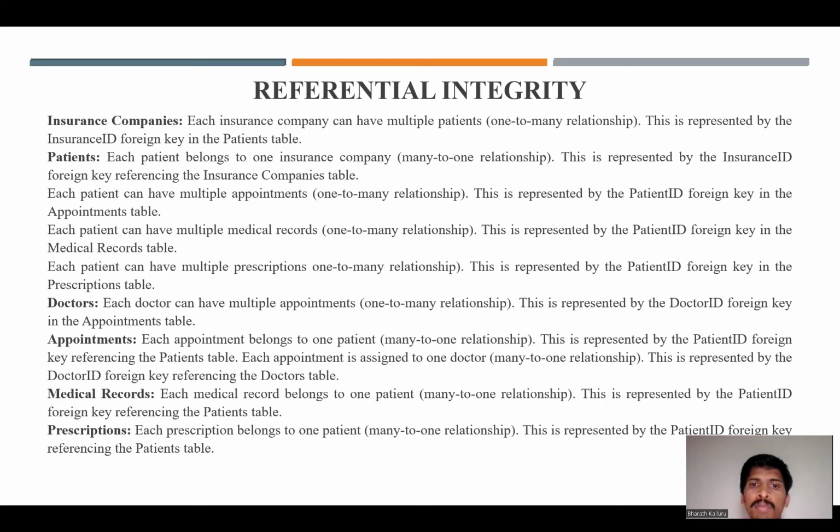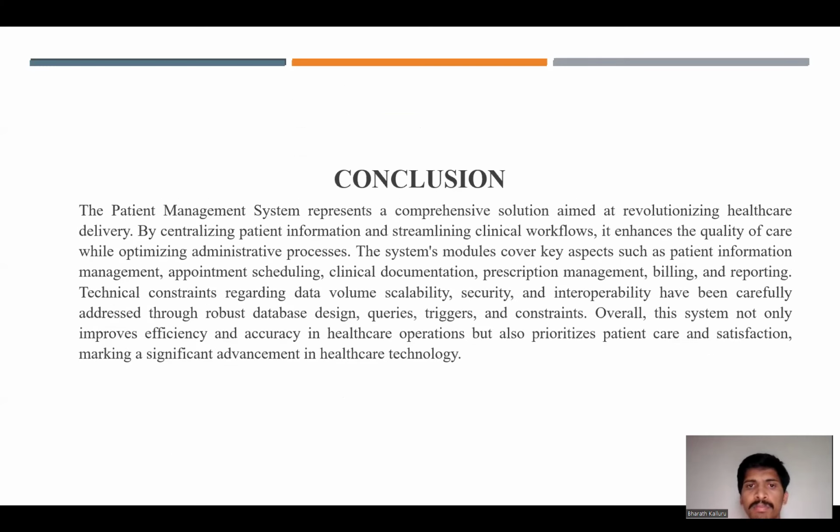Doctors, where a doctor can have multiple appointments, one-to-many relationship. Appointments, where each appointment belongs to one patient, which is a many-to-one relationship. Here we have a different change in relationship, which is many to one. And medical records, where each medical record belongs to one patient, which is a many-to-one relationship. And prescriptions, each prescription belongs to one patient, which is a many-to-one relationship.